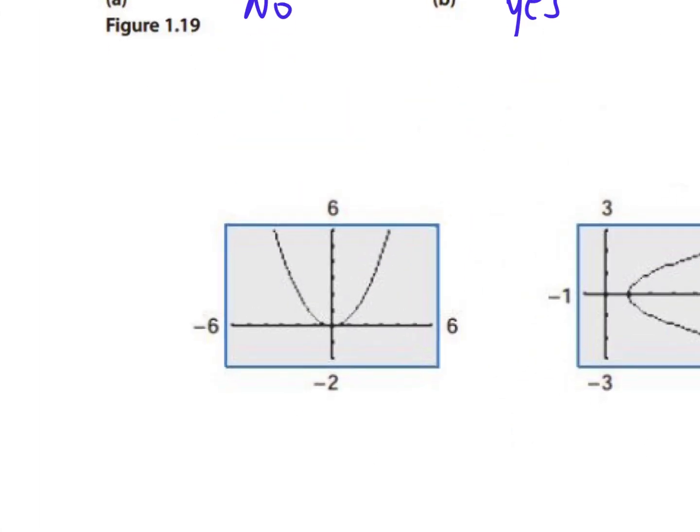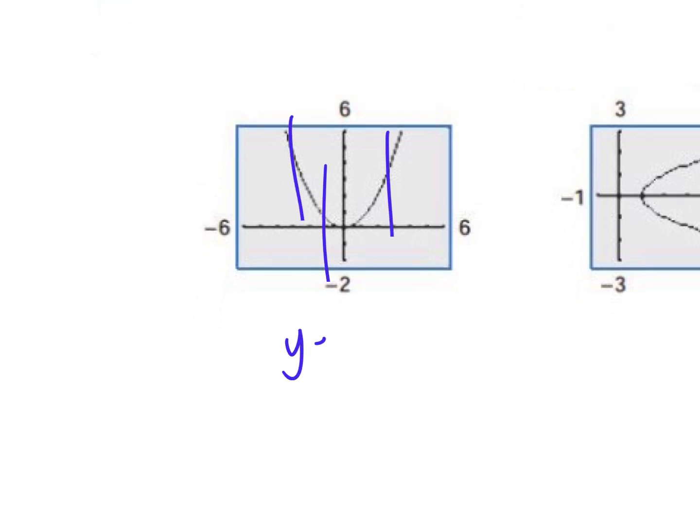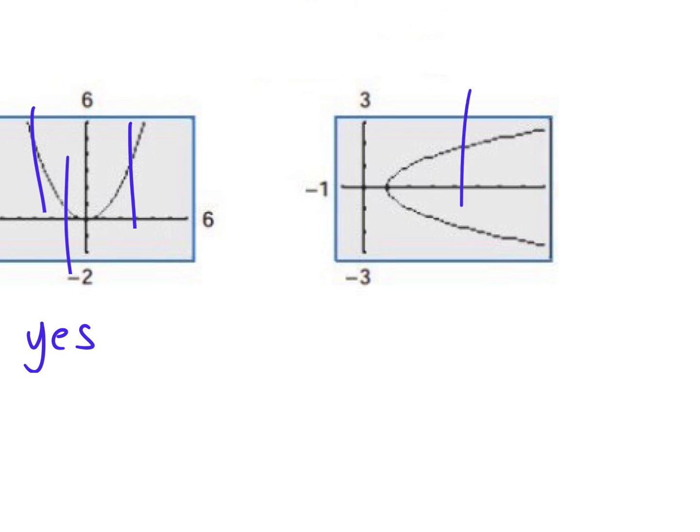Vertical line test. What about if I draw one here? What about if I draw it over here? How many times does it touch? Once. That means yes, it's a function. And what about over here? No, because it touches more than once.